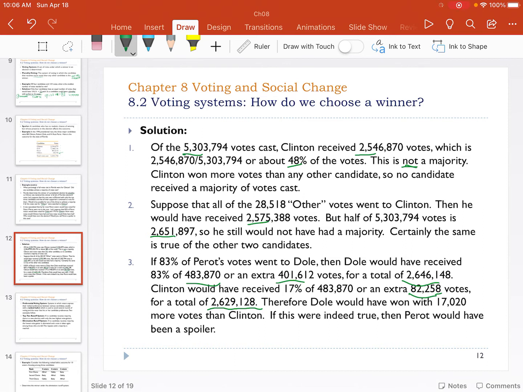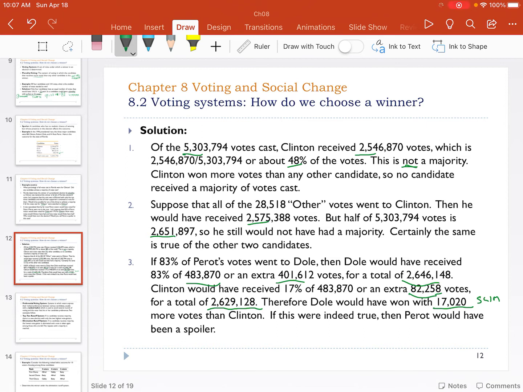But then notice how Clinton is at 2.629 million, and Dole is suddenly up to 2.646 million, and Dole would have won with a margin of 17,000 votes. Slim, but Florida also had a very slim election of around 500 votes when Bush beat Gore by about 500 votes. So it's been done before. You could look at other historical cases where there have been very, very slim leads. So this is a what-if hypothesis, though.